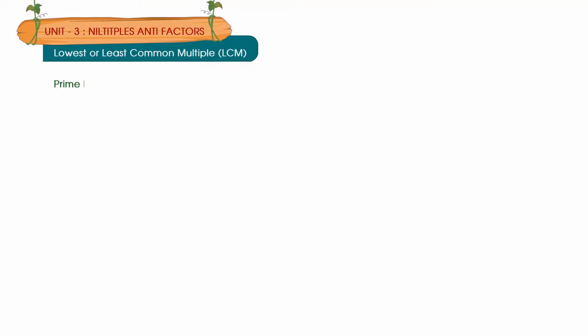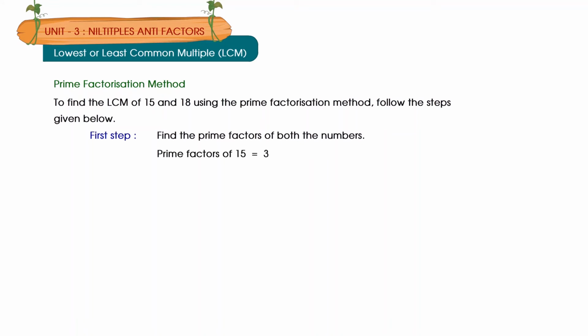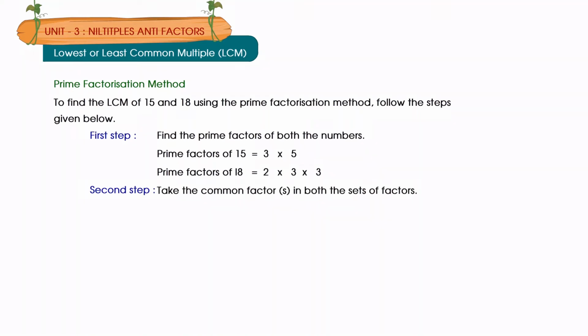Prime factorization method. To find the LCM of 15 and 18 using the prime factorization method, follow the steps given below. First step. Find the prime factors of both the numbers. Prime factors of 15 is equal to 3 into 5. Prime factors of 18 is equal to 2 into 3 into 3. Second step. Take the common factors in both the sets of factors. It is 3 only.